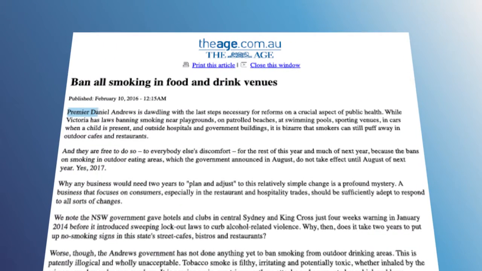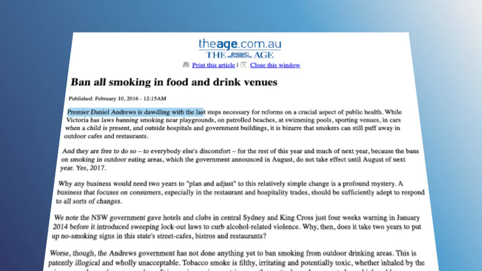So let's take a look at this piece. In just the first two paragraphs of writing, there are plenty of persuasive techniques. I'm going to help you spot just a few. Firstly, the writer has said that the Premier Andrews is dawdling with the last steps necessary. What does this tell us? Firstly, the use of dawdling, meaning to waste time or to be purposely slow, suggests that something is being done consciously by Premier Andrews to slow down.